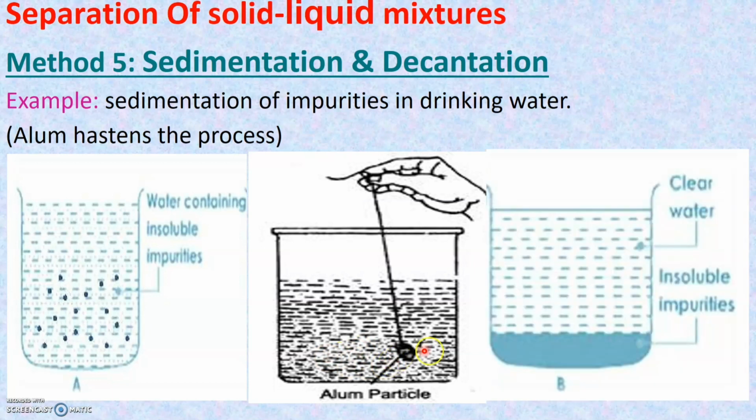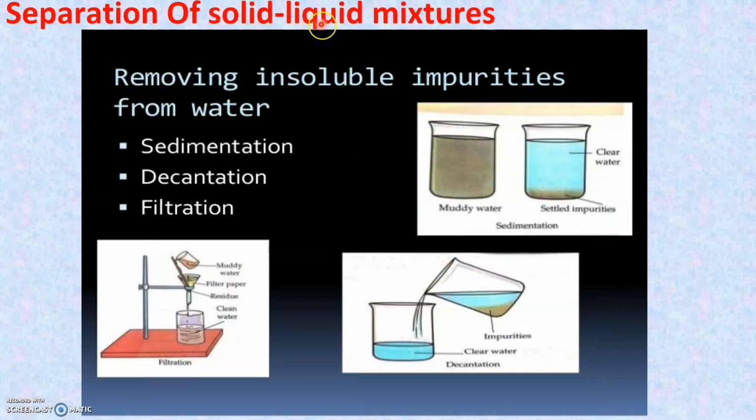Now, as all these impurities will settle at the bottom, we can remove this water that is clear, which we obtain at the top, through the process of decantation. And on boiling this water, it is made suitable for drinking. Thus, we can separate clear water and insoluble impurities that are present in this mixture. So far, we have learnt about 3 methods of separation used to separate a solid-liquid mixture. That is filtration, sedimentation and decantation.